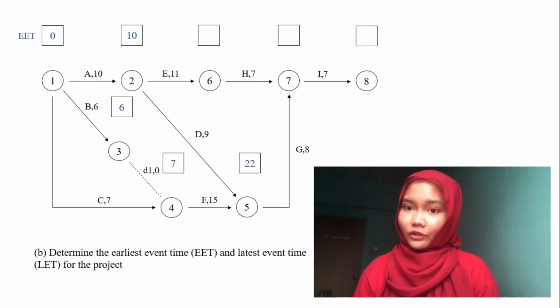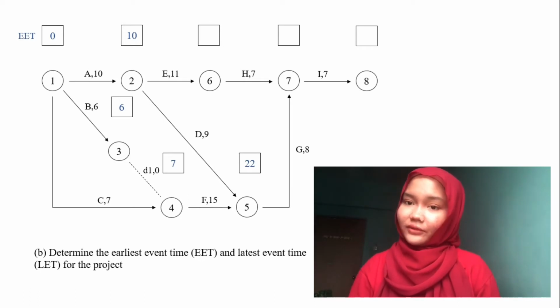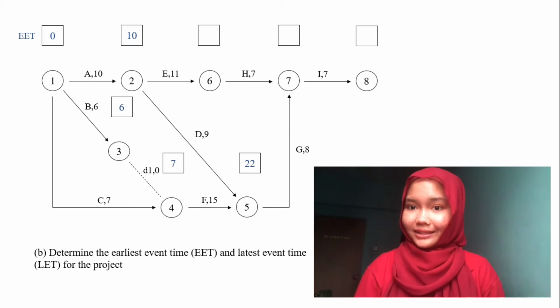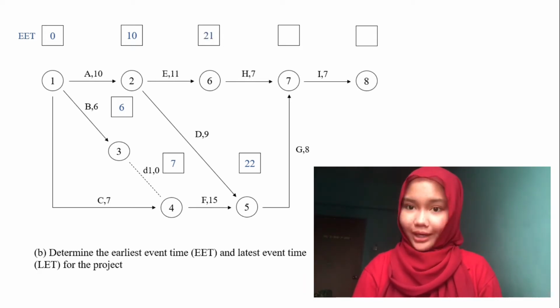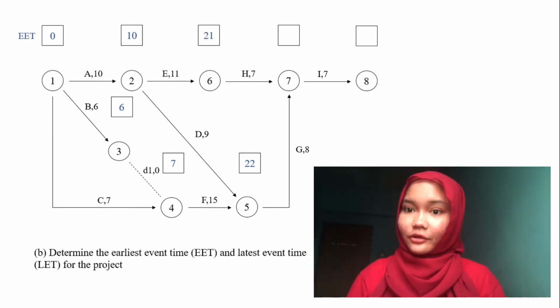Okay, so let's move on to node number 6. We refer to the EET of node number 2, 10, and we add activity E, 11, and we get 21.